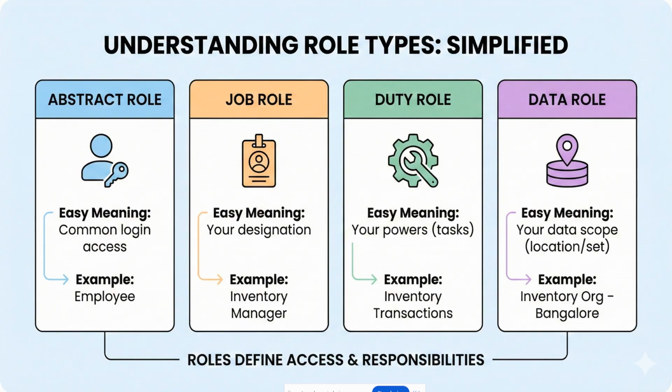This is about understanding those types. Abstract role is kind of an access, job role is your designation, and duty role is about your tasks or powers, what you can perform. The data role is about your scope of work: what location, which set you are going to work for inventory, whether it's the Bangalore location or a Hyderabad location. Hope you won't forget these four roles next time.